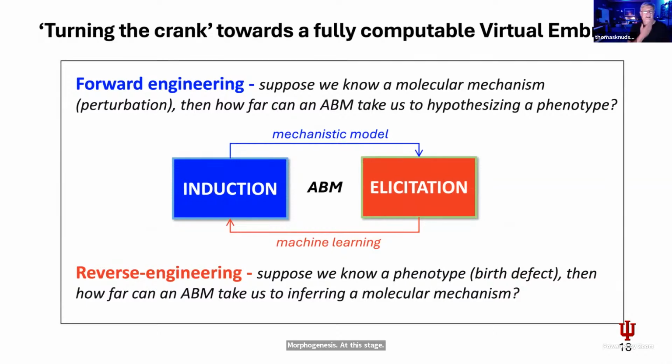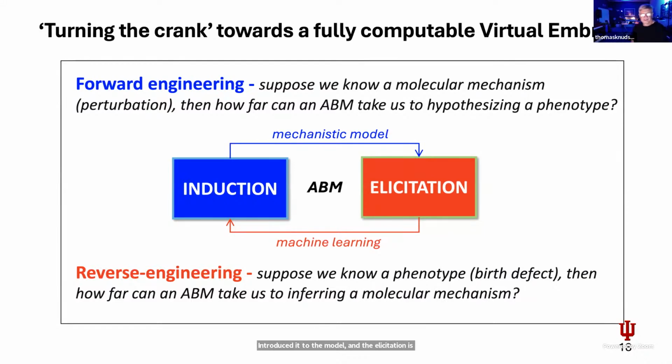So as we start thinking about how we're building ensemble models towards a more fully computable system, you can use CompuCell 3D not only in development, but in any system in 2 different ways. So let's forward engineer. Suppose you know what a molecular mechanism is, so a particular perturbation, whether it's a genetic defect or say an enzyme that's been inhibited. The question, of course, then is how far can these types of agent-based models take us to hypothesizing what a phenotype will be, where your induction is introduced into the model and the elicitation is the free parameter that you're looking at for phenotype.